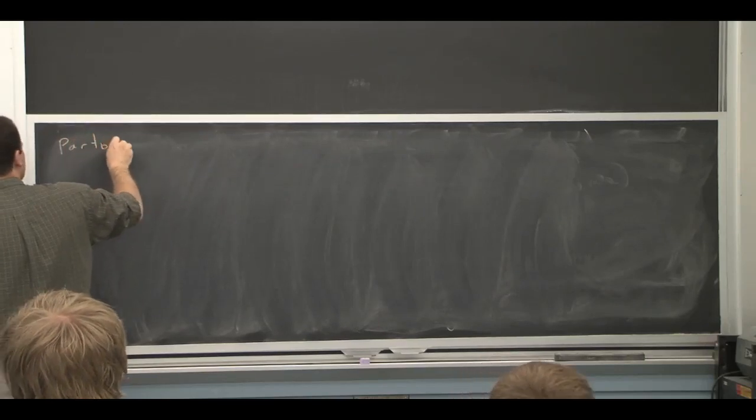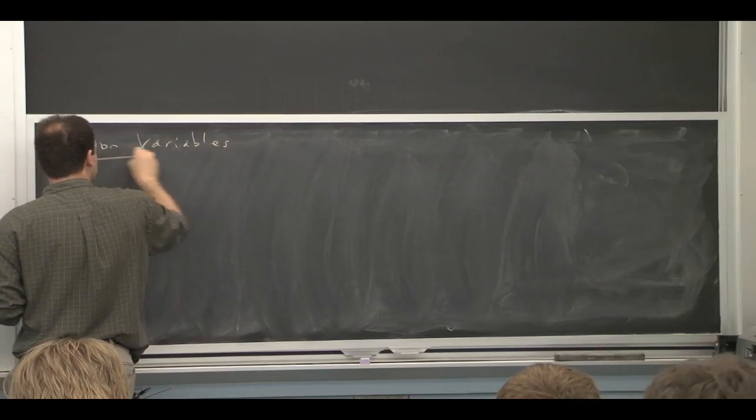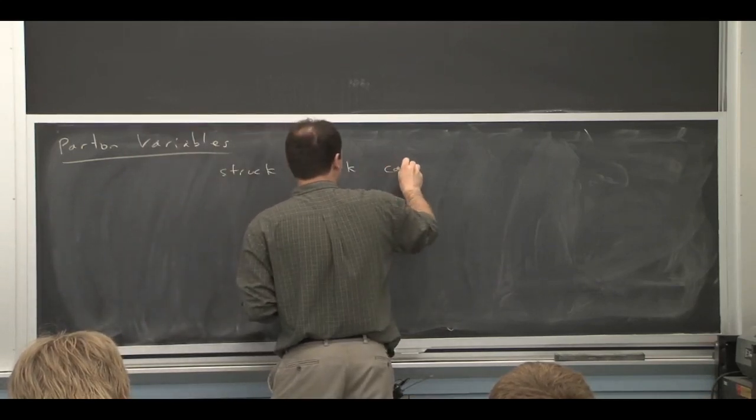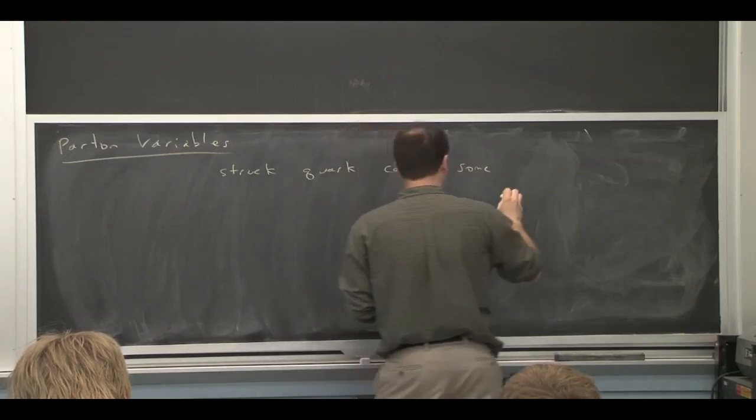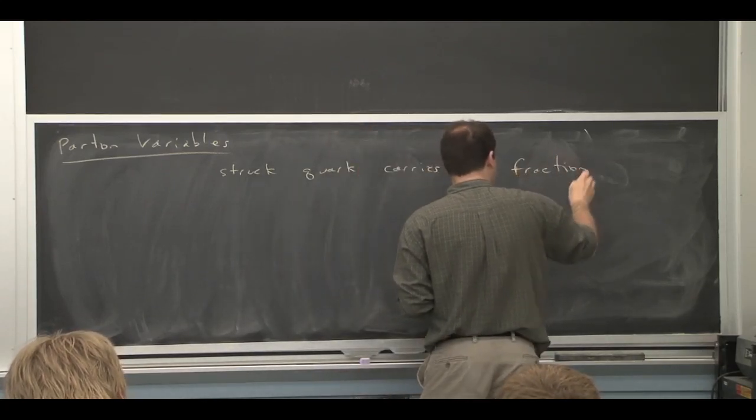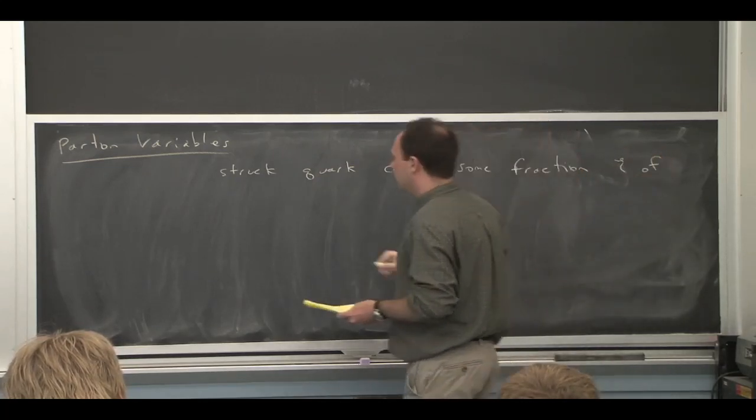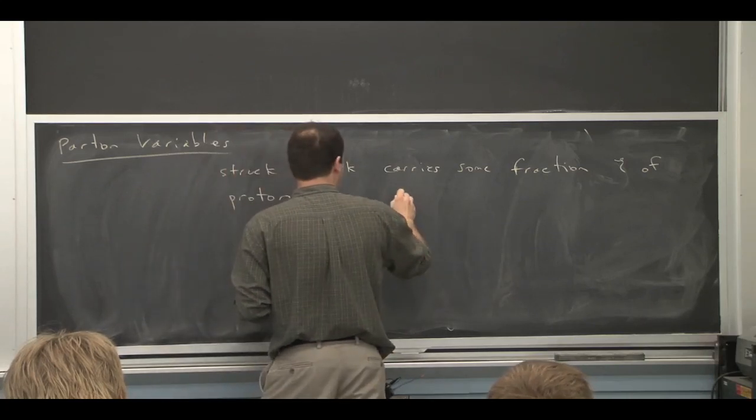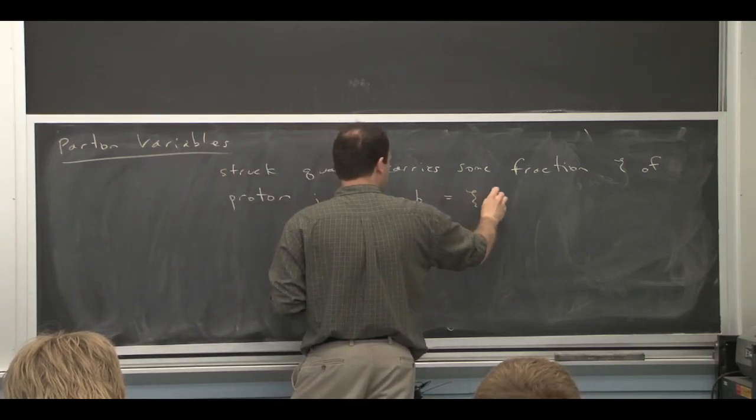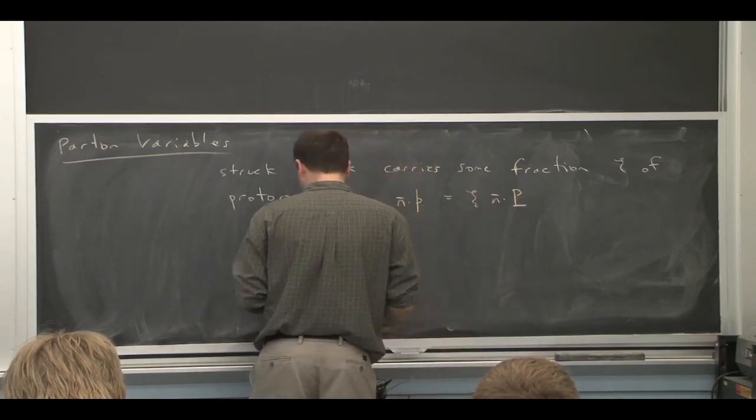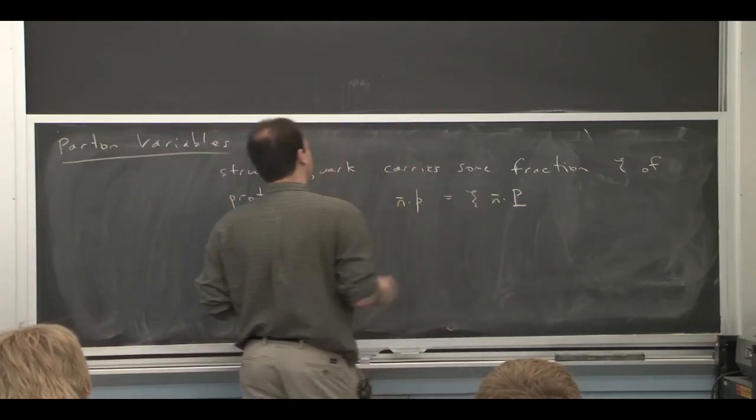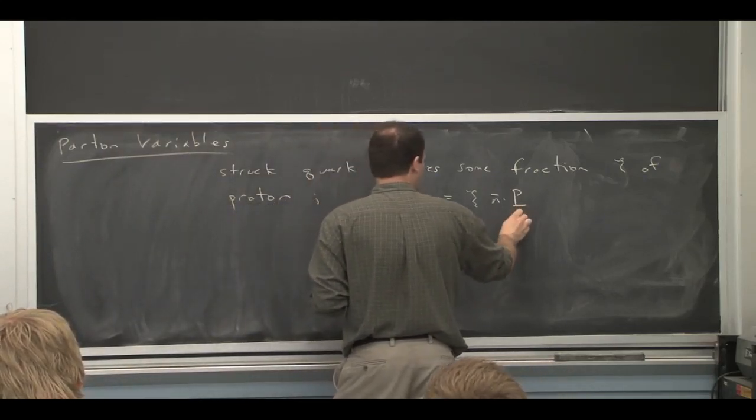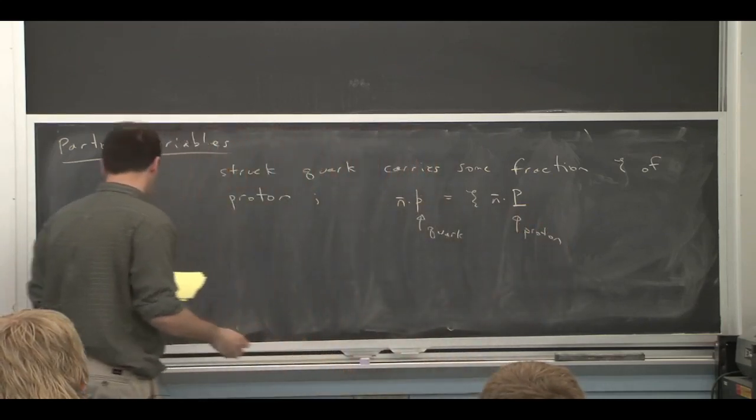OK. We also need some partonic variables. So the struck quark carries some momentum fraction from the proton. This is the familiar language. And for our analysis, what we're going to do is just take n-bar dot little p of the quark to be something times n-bar dot big P of the proton. So the fraction is this xi variable, and it's the ratio of the quark momentum to the proton. But we'll do it in a very particular component, and we'll see why that's the right thing to do.